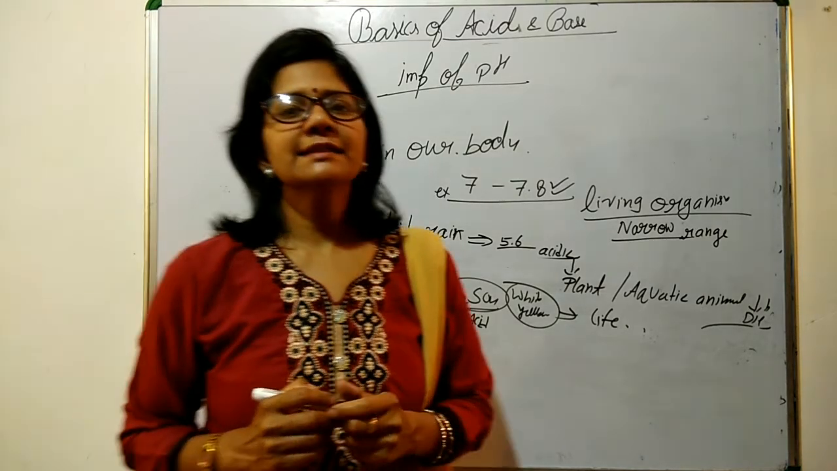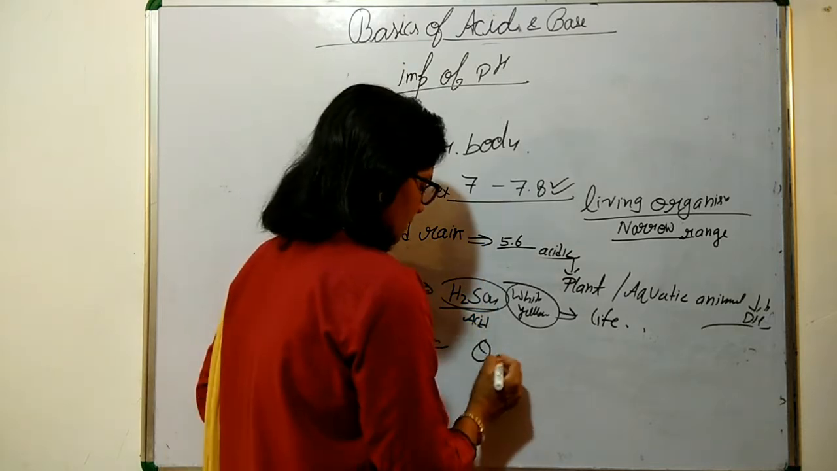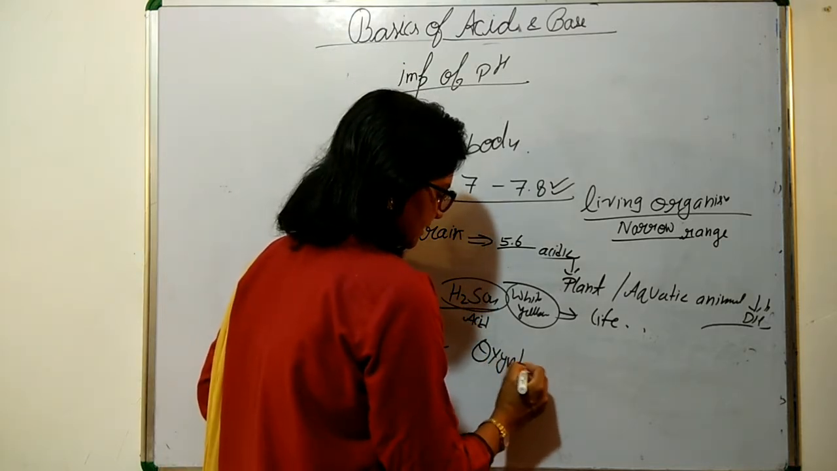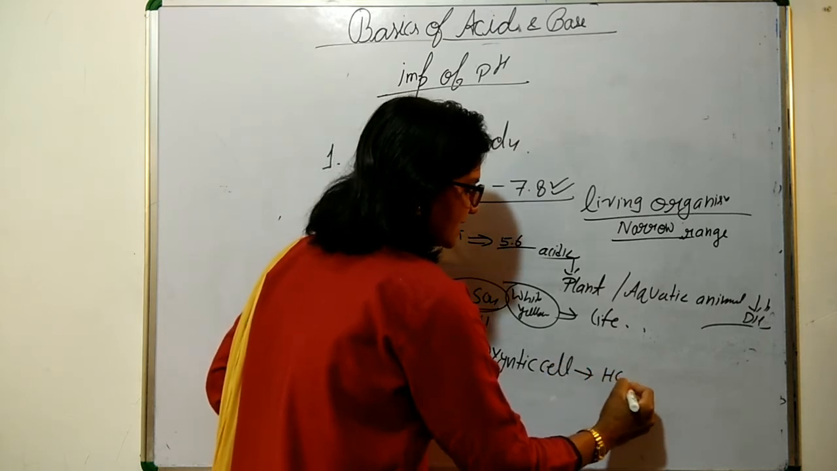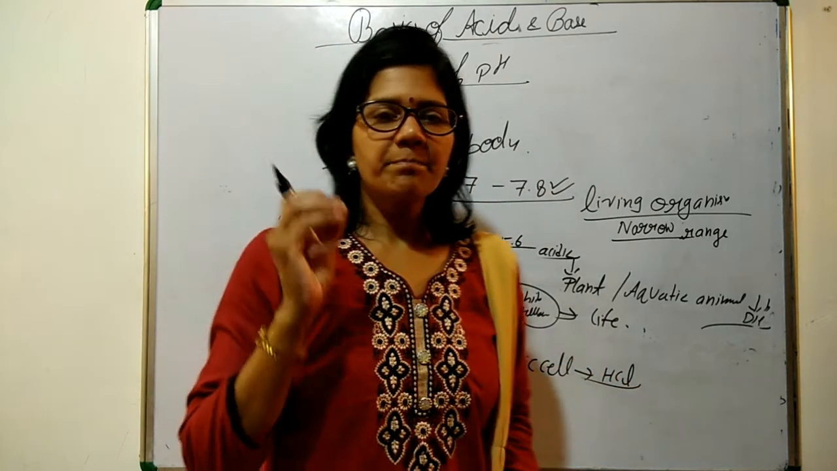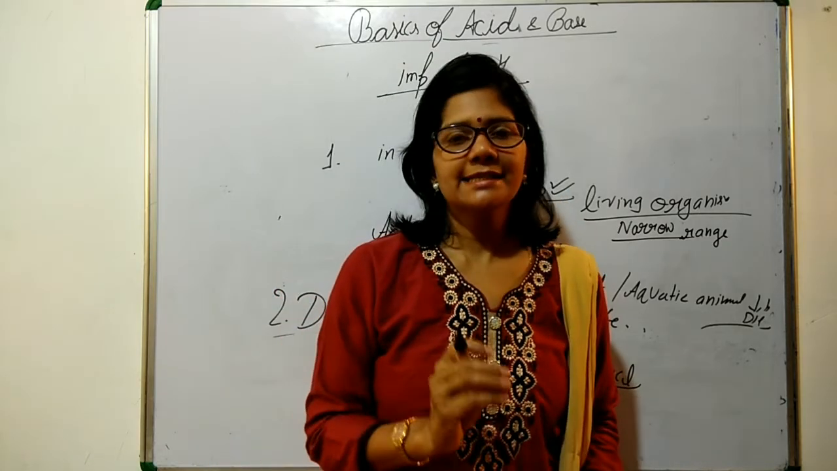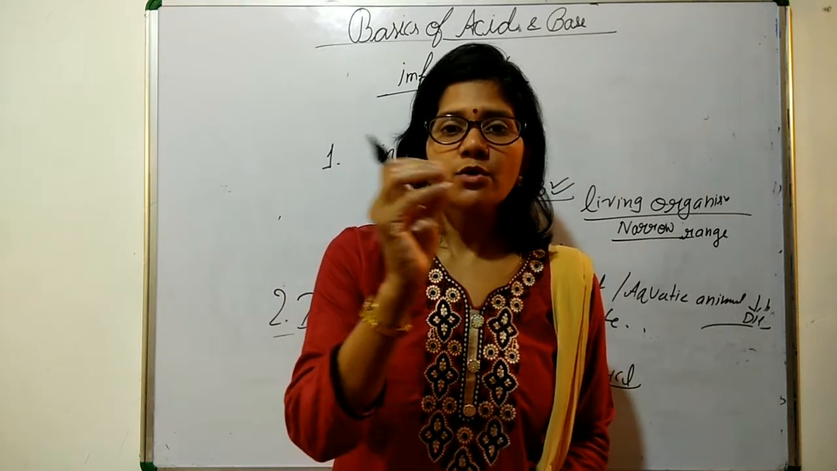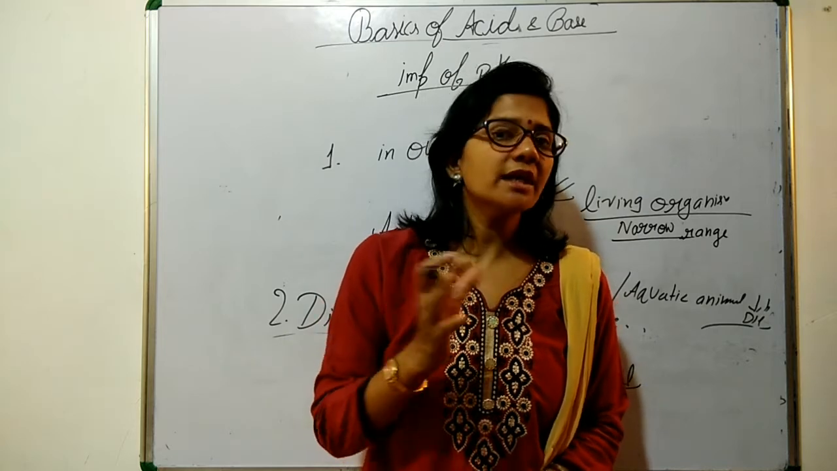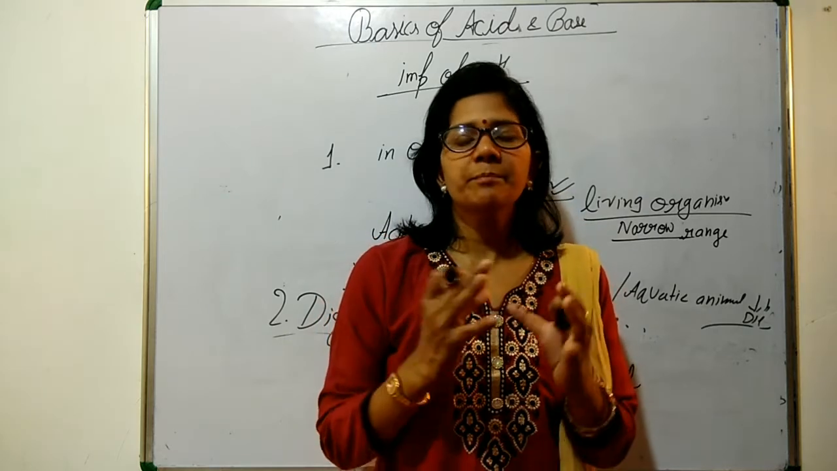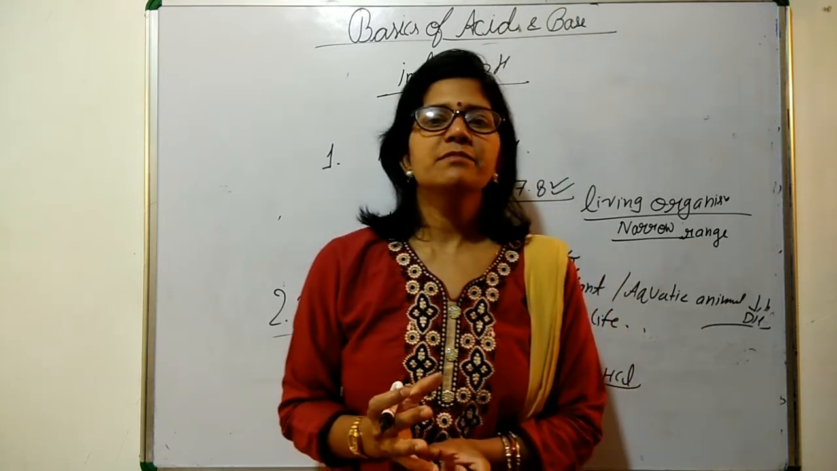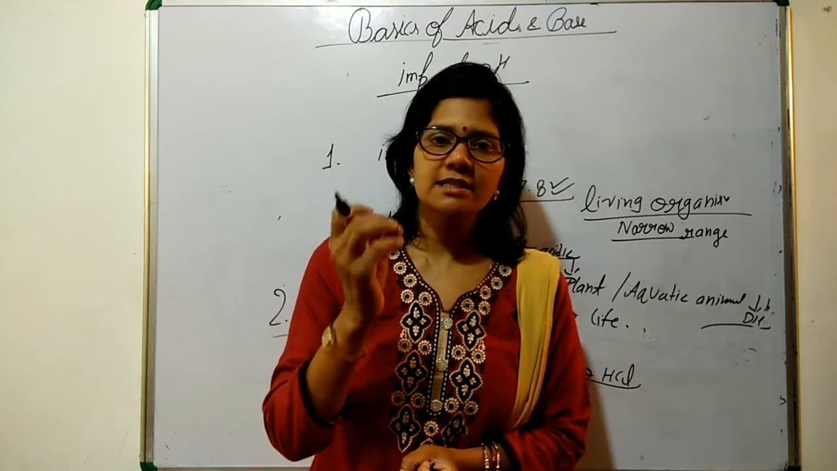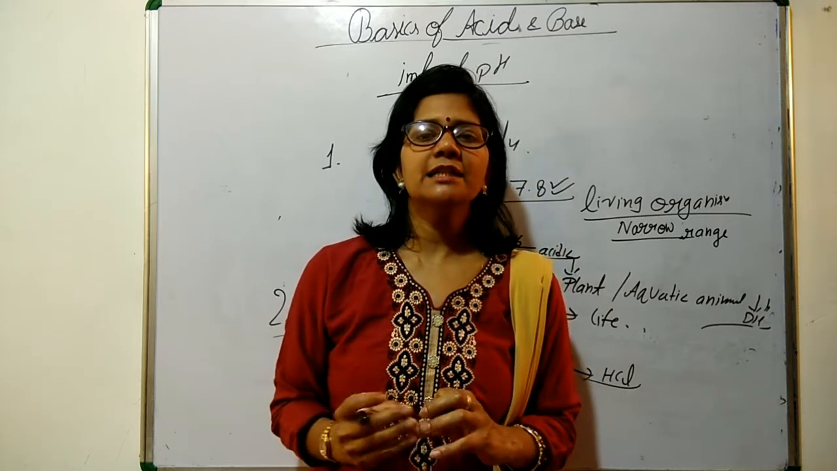In our stomach, there is an oxyntic cell. These cells release HCl. The pH of this acid is approximately 2.5 to 3.5. You can imagine how acidic the pH in our stomach is. This highly acidic medium helps to digest the protein and helps to kill the bacteria.